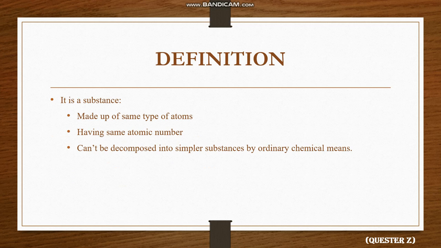What about the definition? What is an element? Why can we say a substance is an element? These are 3 points that must be followed by a substance to be said to be an element. It is a substance made up of the same type of atoms. If you talk about oxygen, the oxygen element is formed only by the same type of atom, having the same atomic number and the same protons, and it cannot be decomposed into simpler substances by ordinary chemical reaction.